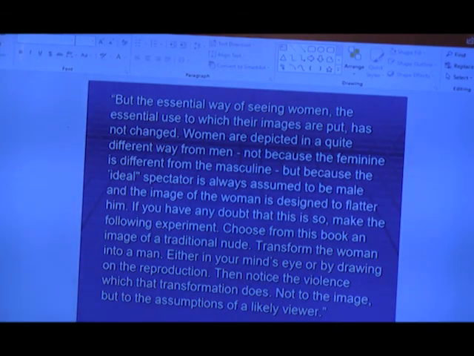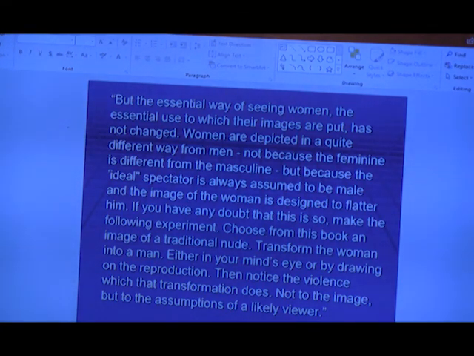Look at stuff and see if he's saying the truth. Because the ideal spectator is always assumed to be male, and the image of the woman is designed to flatter him. It's designed to flatter him. Go to any magazine rack, my friends. Go to any click-on ad that's about perfume or lingerie or even anything, really. Cars, whatever, right? And then we'll end with this.